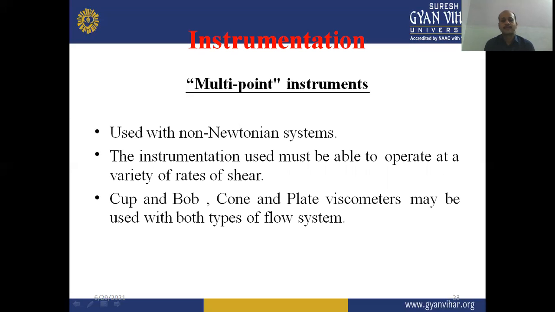Cup and bob type of viscometer, cone and plate type of viscometer. It can be used for both types of flow system. Either it may be Newtonian in nature or non-Newtonian in nature. So these are the different types of multi-point instruments.